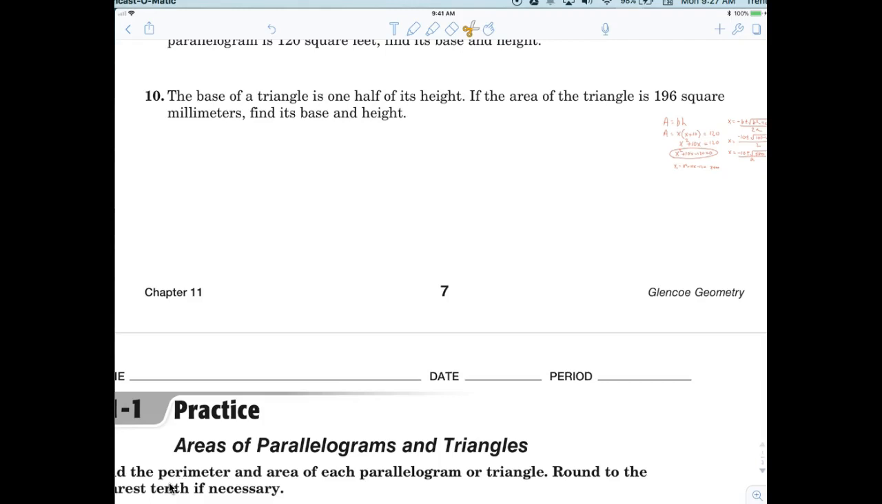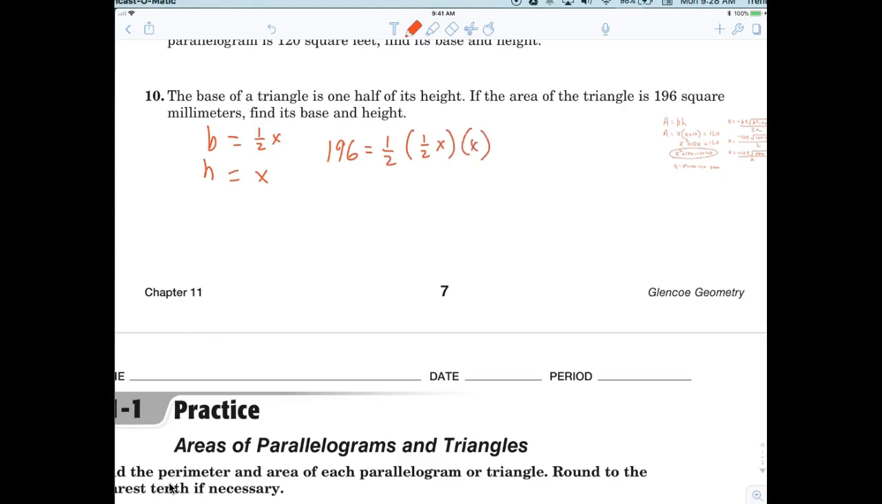Okay, question number 10. Here we go. It says the base of a triangle is half its height. So again, the two things you need are base and height. So it says that the base is half the height. So the height is x, the base is 1/2 x, or x over 2. It says the area of the triangle is 196. So 196 is equal to 1/2 times 1/2 x times x.